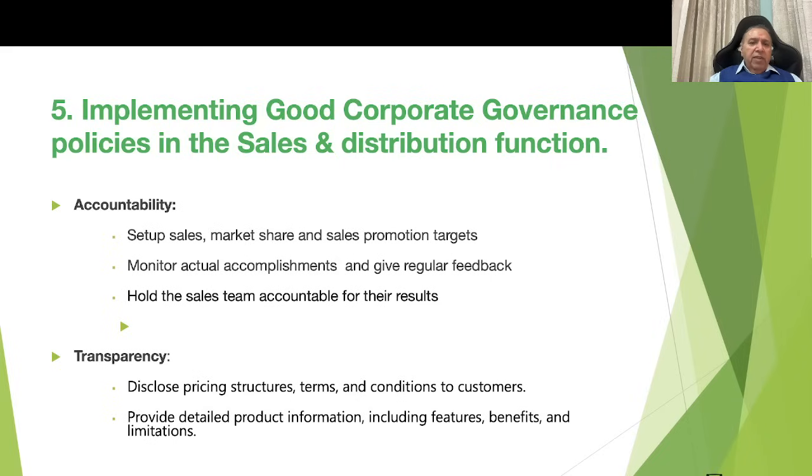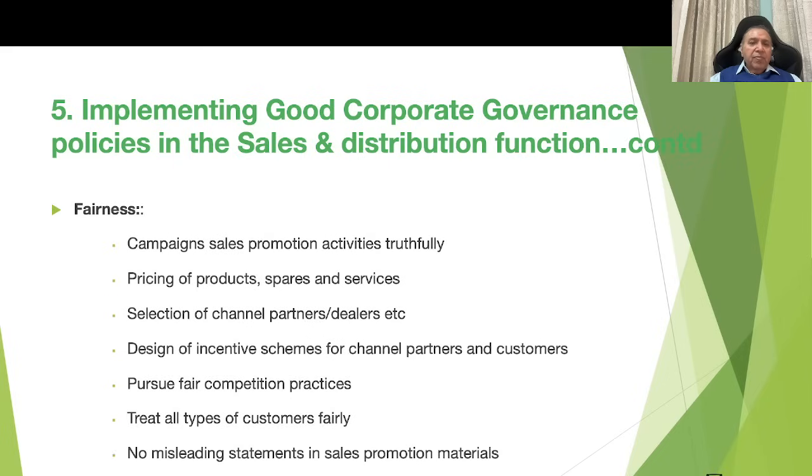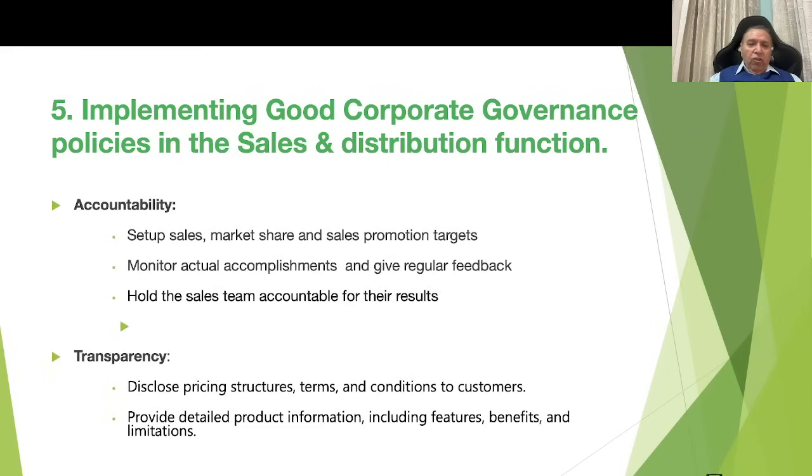Accountability. Setting up sales, market share, and sales promotion targets appropriately. Monitor actual accomplishment and give regular feedback. Hold the sales team accountable for their results. Transparency. Disclosing pricing structures, terms and conditions to the customers. Providing detailed product information, including features, benefits, and limitations. While talking about this transparency, of course, one has to ensure that confidentiality related clauses are not disclosed.